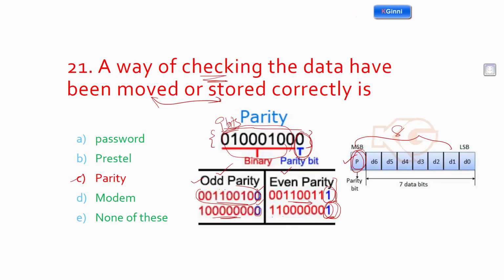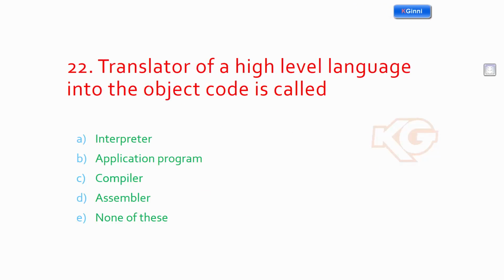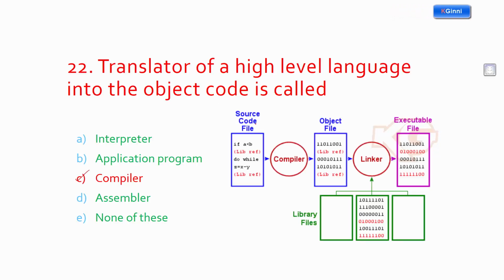Translator of a high level language into the object code, we already discussed this. So the option should be compiler. A simple snippet: assume this is C code, a source code, and a C compiler. Once you compile, it creates an object file with little binaries as well as some library references, so the linker knows where the libraries are and which one to use. Finally, it creates the executable file, which is dependent on a particular operating system and machine.